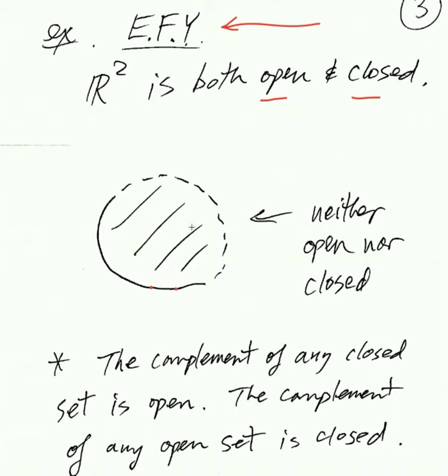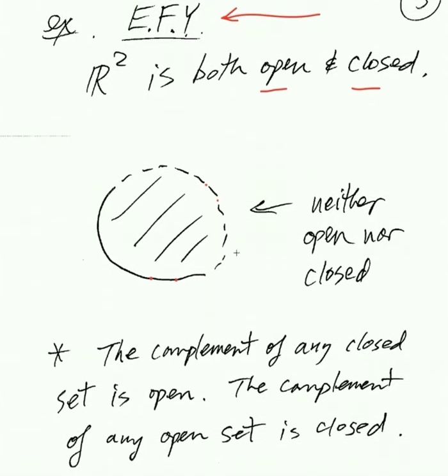Is it closed? Does it contain all of its boundary points? No, there are boundary points over here too that are not contained in the set. They're not part of the set. So it's not closed either. What is it? It's neither open nor closed. Most sets in the plane are neither open nor closed. So the open and closed sets together are not exhaustive.